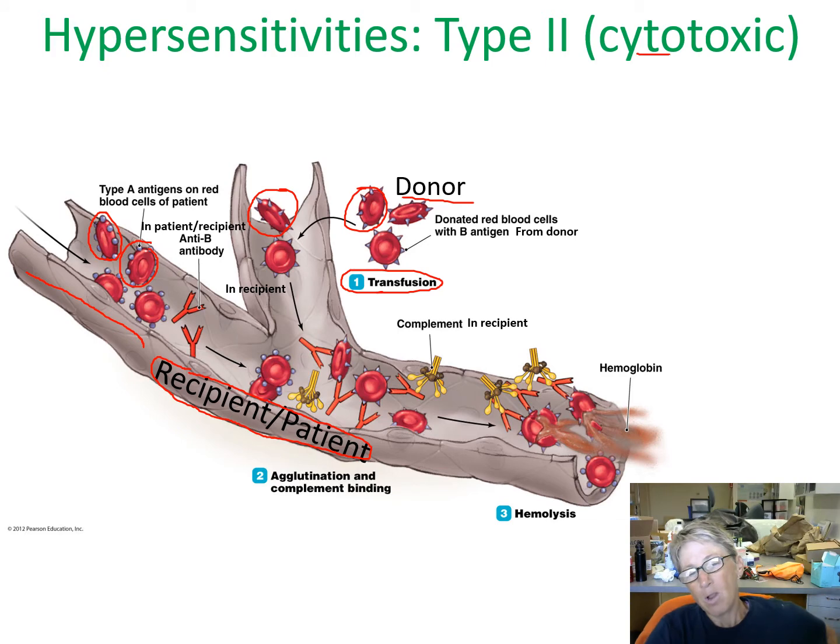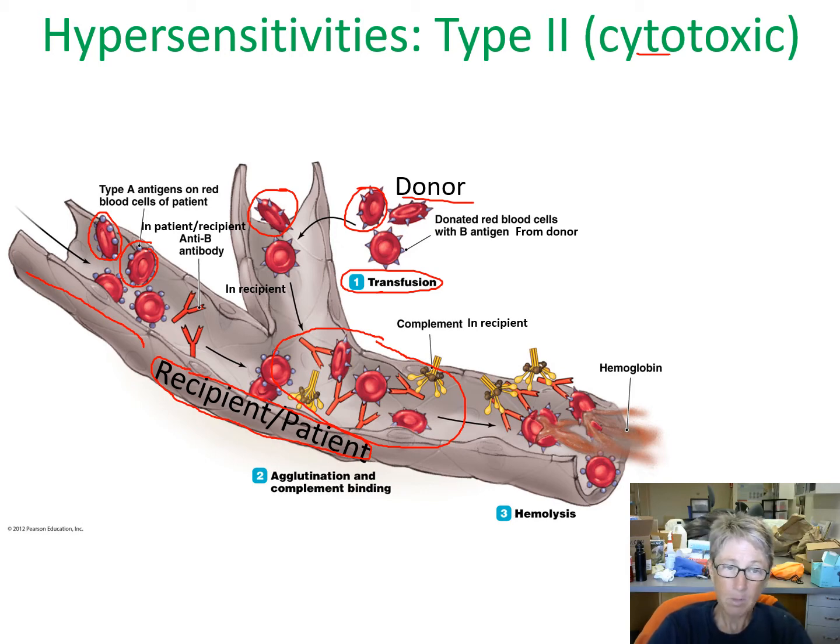And then what is happening here is the agglutination and complement binding that goes on between the antibodies and red blood cells of the recipient and the mismatched antibodies, or in this cartoon the red blood cells of the donor. So this is a mismatched transfusion. It's a cartoon of a mismatched transfusion because they're trying to show you a type 2 hypersensitivity.